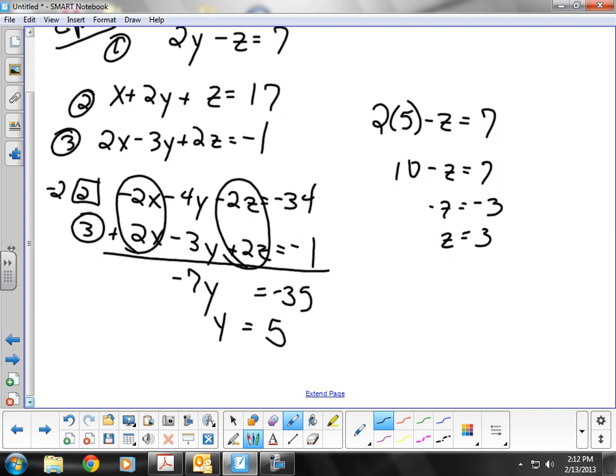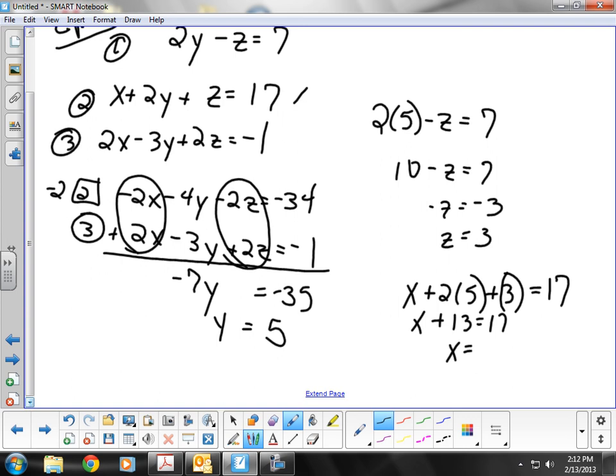Now I've got y and z, so I'm just going to go back into the equation that's got all 3 variables. X plus 2 times 5 plus 3 is equal to 17. So x plus 13 is equal to 17, so x has to be 4. So my ordered triple is 4, 5, 3. Like I say, having something missing out of it reduces the amount of work that you have to do.